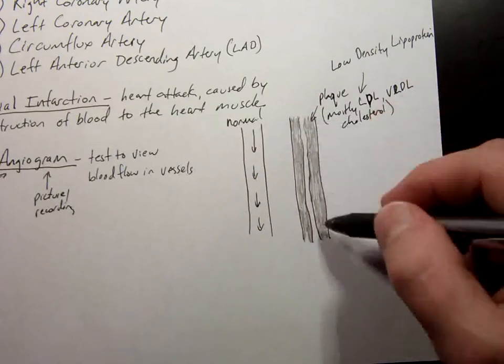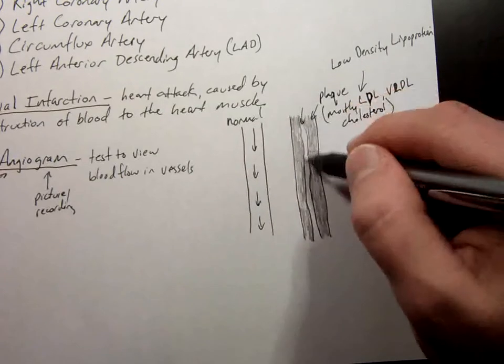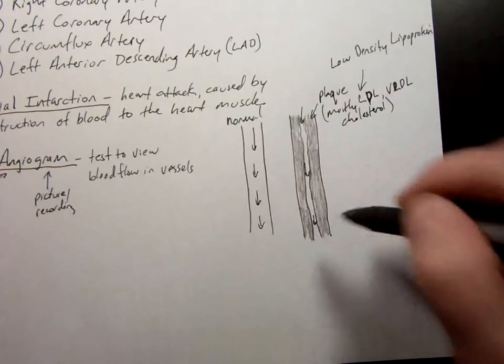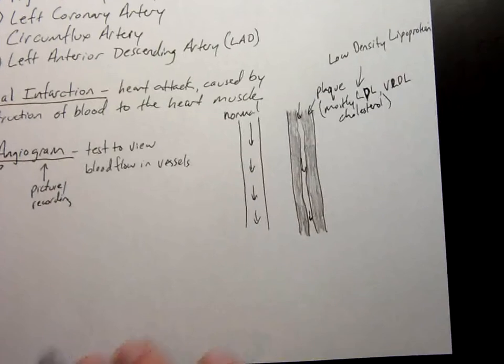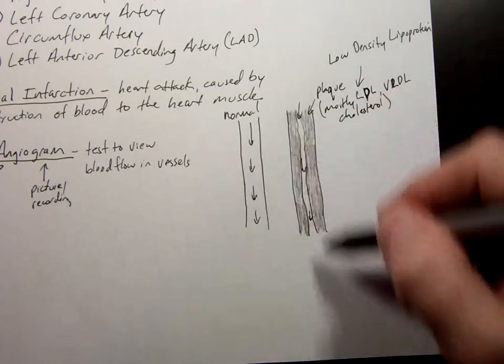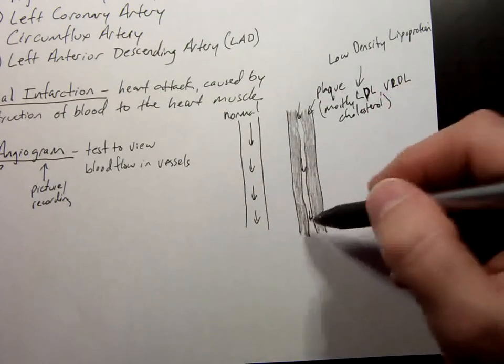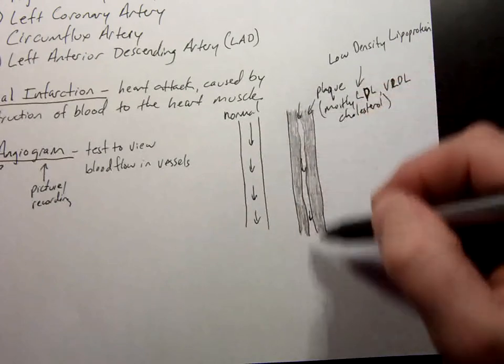So blood's trying to sneak through this little bitty gap here, which makes it tough. So when they talk about 90% blockages or 99% blockages in certain coronary arteries, that's what they're talking about, is that passageway where the blood's trying to get through can't get through.